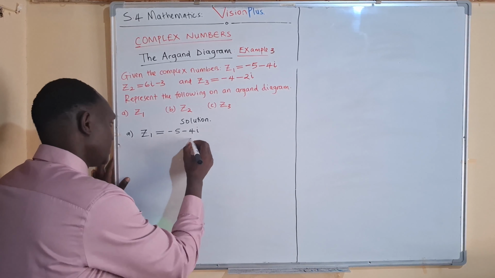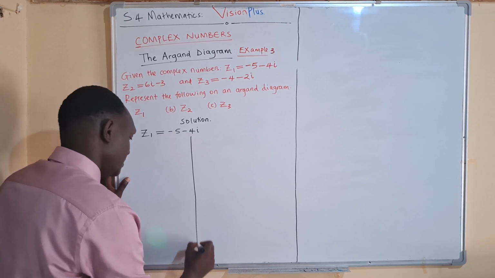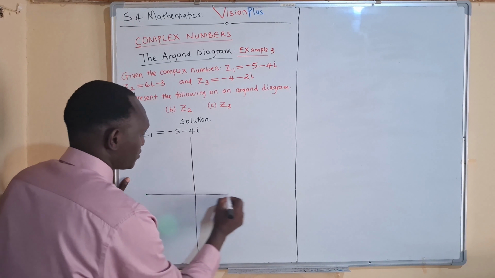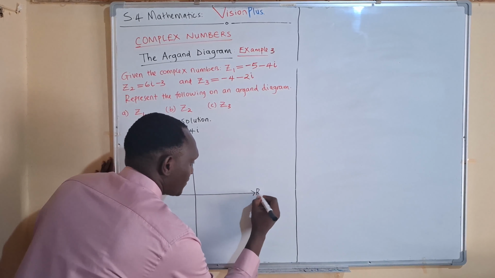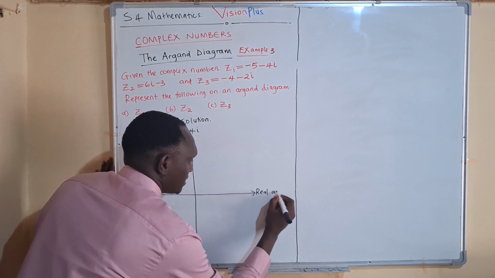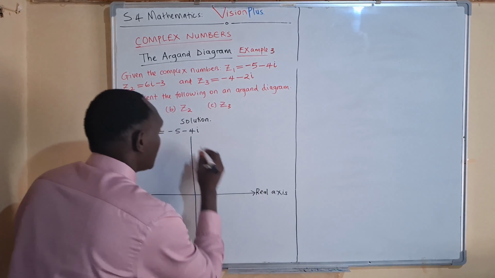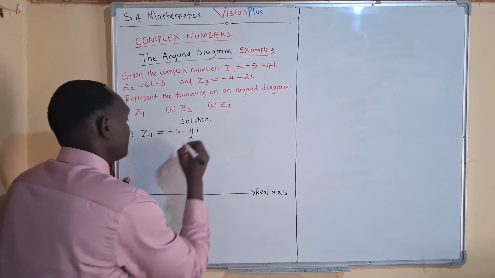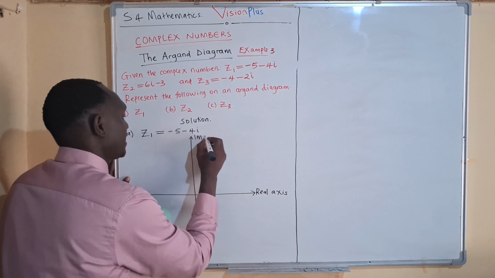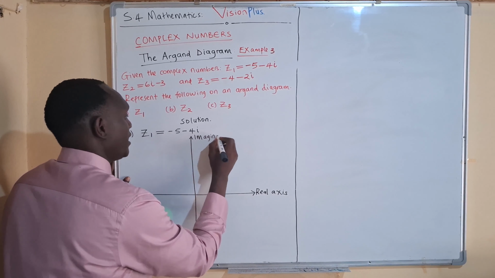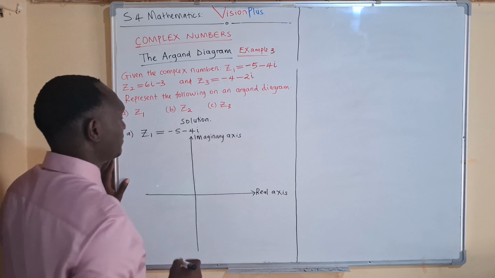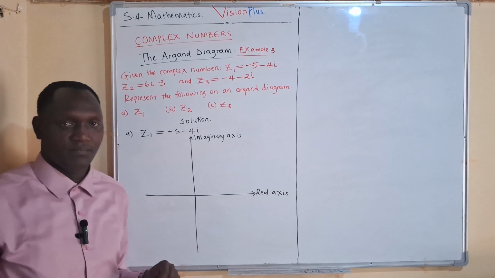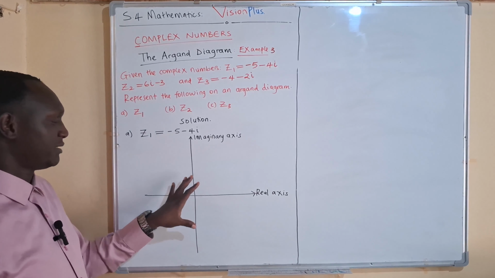You need to draw your axis, that is the vertical axis and the horizontal axis. The horizontal axis is what we are calling the real axis. This is where we represent the real parts of the complex number. And the vertical axis is what we are calling the imaginary axis, where we represent the imaginary part of the complex number. This is just the complex plane.